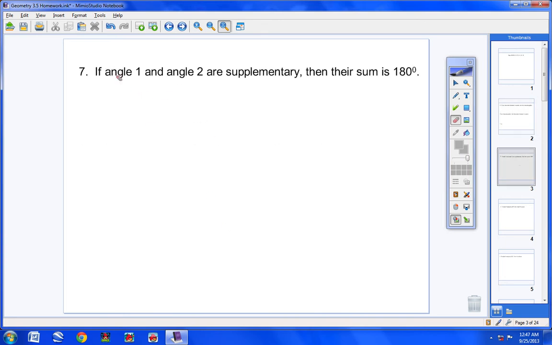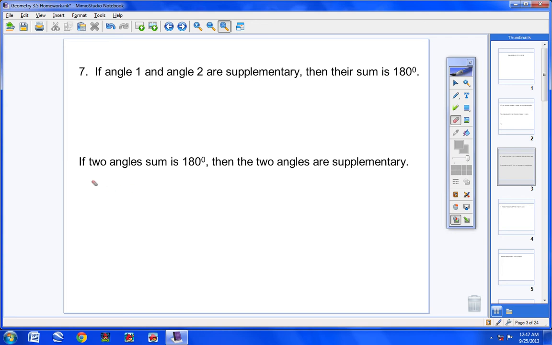Number 7, if angle 1 and angle 2 are supplementary, then their sum is 180. All right? Let's try to write that converse. You can pause the video, try it on your own, or just listen, whatever you want to do. If two angles' sum is 180, then the two angles are supplementary.